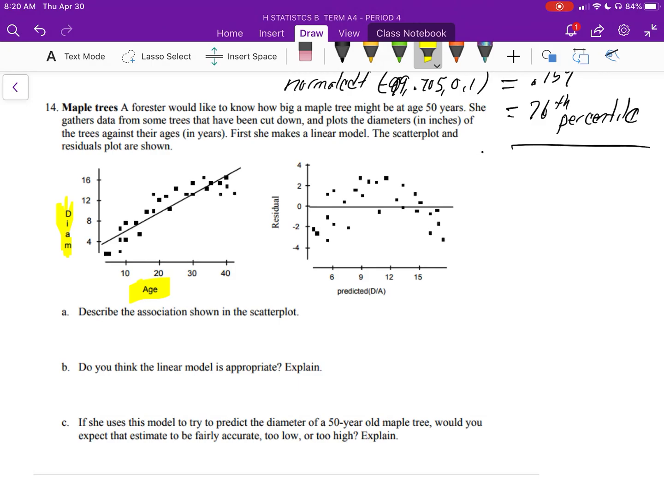However, a forester would like to know how big a maple tree might be at the age of 50. So this is why they're using age. They're saying if a tree is 50 years old, how big could we expect it to be? She gathers data from some trees that have been cut down and plots the diameters of trees against their ages. How does she know how old they are? I don't know. First, she makes a linear model, and the scatter plot of the residuals is shown.